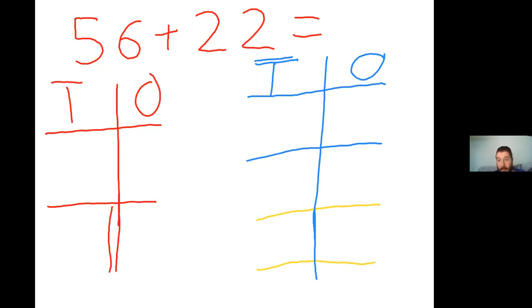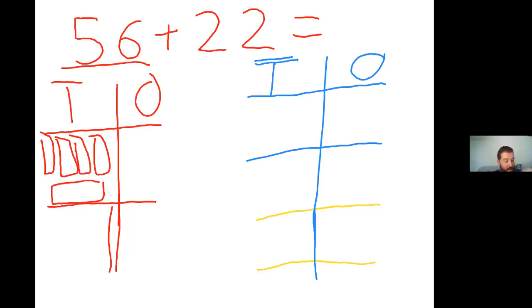Right, we're going to go through it. 56 add 22. So the first one was 56. So 5 tens. Put that one on its side because I can't fit it in. And 6 ones. 1, 2, 3, 4, 5, 6.